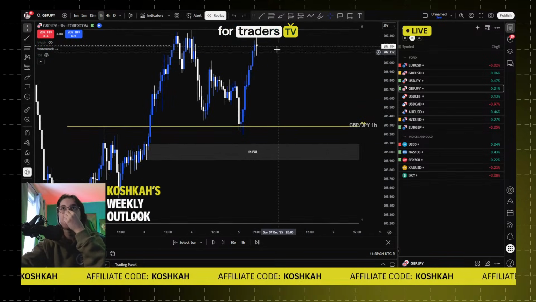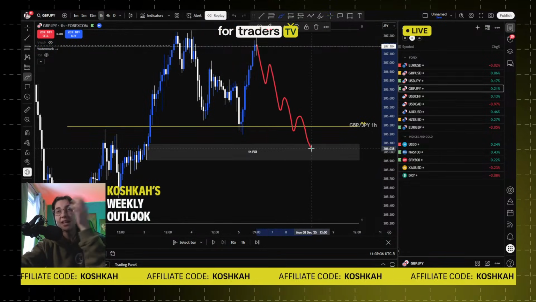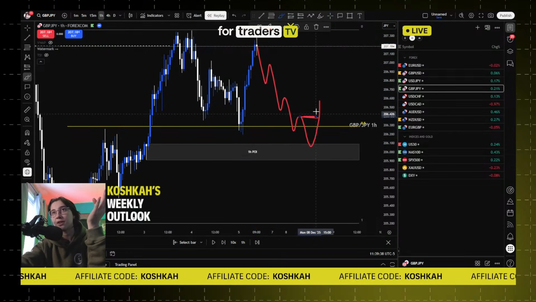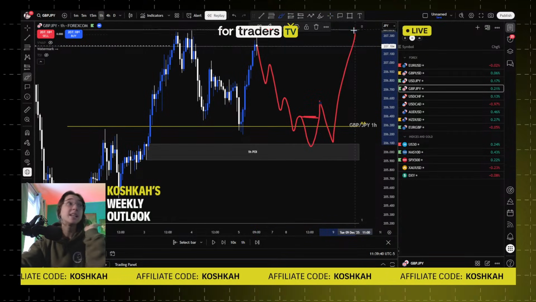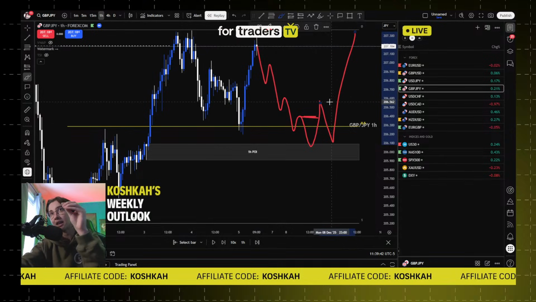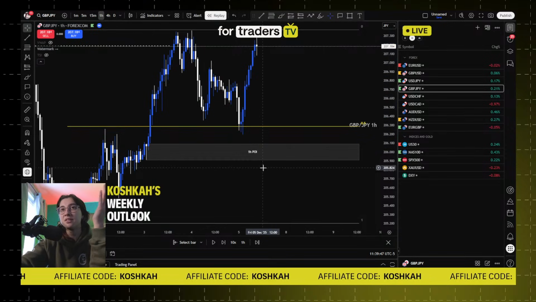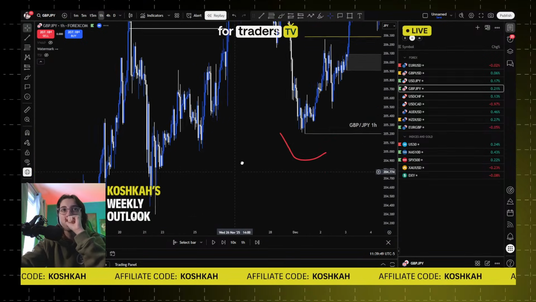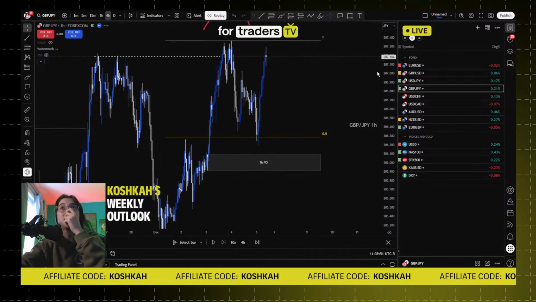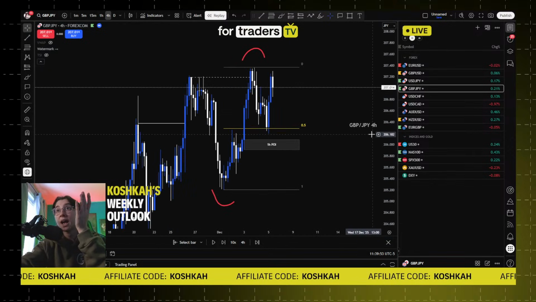So what does that mean? It means that we're gonna wait for the POI to be mitigated, then we're gonna wait for a 15-minute change of character, and then we're gonna enter exactly the same thing that I explained a few minutes ago on GBP USD. So that's it, guys. We just have this 1 hour POI exactly right here, and there is nothing else at all. So that's the only POI we have.